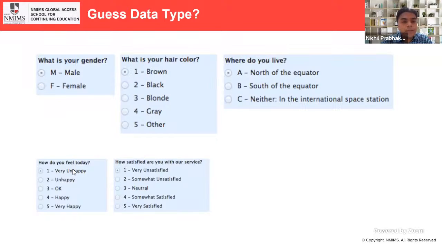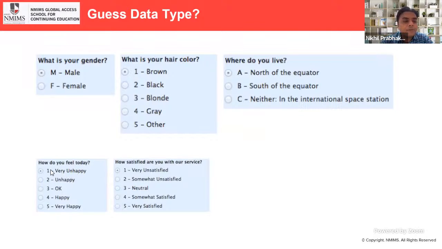How do you feel today? On the basis of this question, what is the kind of data that we are collecting? If you ask people how satisfied are you with our service, how do you feel today? What is possible over here? On the basis of this, we can categorize people first of all. We can also do a rank ordering, in the sense very happy to least happy. There is an interval also which is possible.